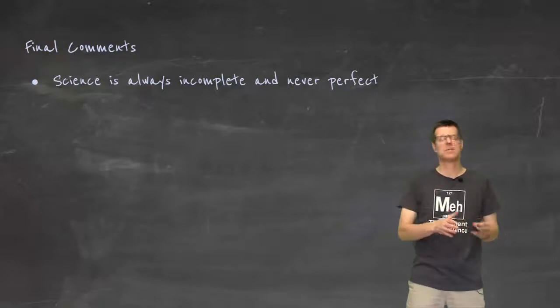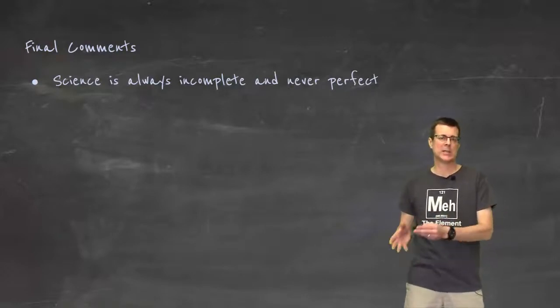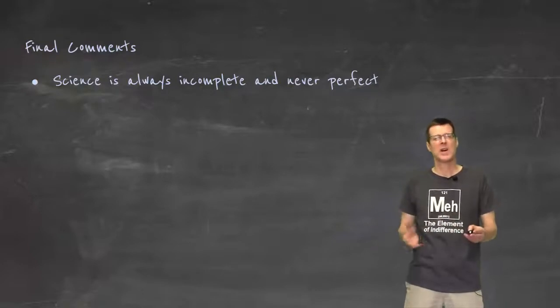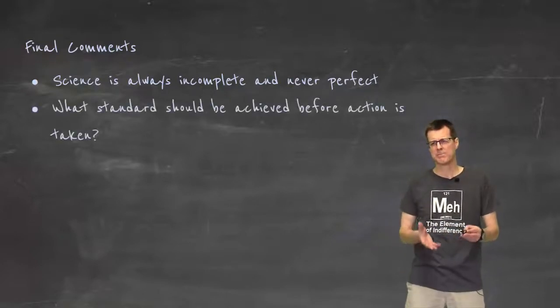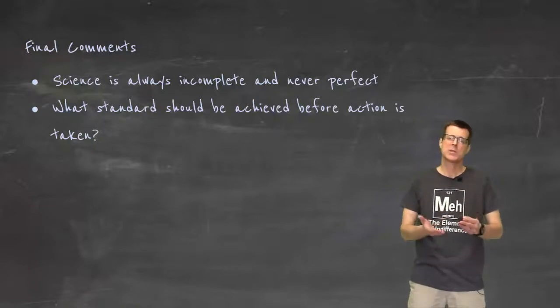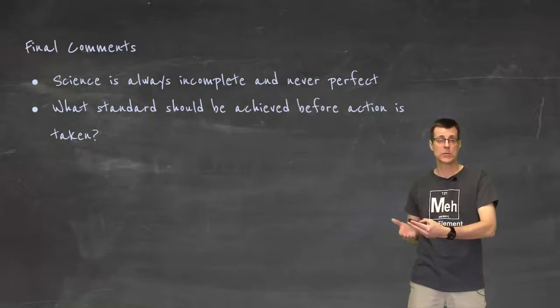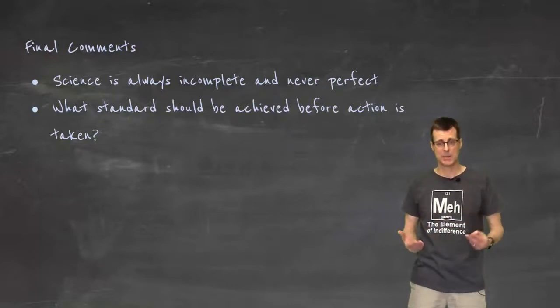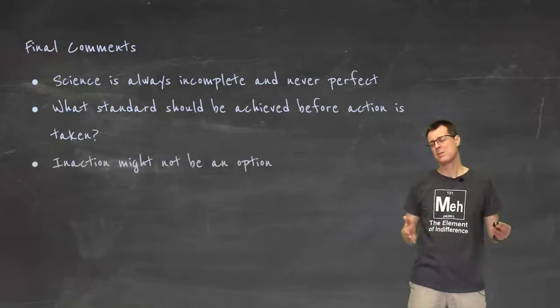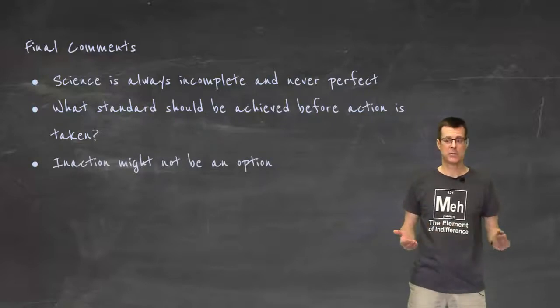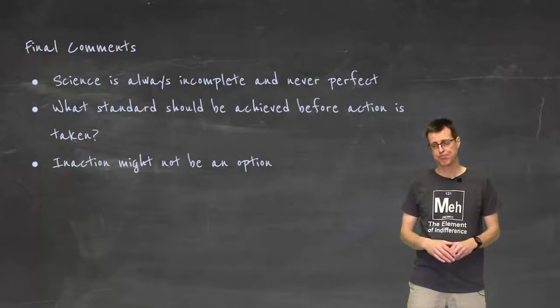Okay, I do want to make a couple final comments. Number one, science is always going to be incomplete. Science is always going to be a little bit less than perfect, or I shouldn't say that. I don't want to use the word flawed. It's not going to be flawed, but it's never going to be perfect, and it's never going to be complete. But then the question becomes, what standard are you going to reach before you do something? And then oftentimes inaction, doing nothing, isn't really an option. We need to do something.